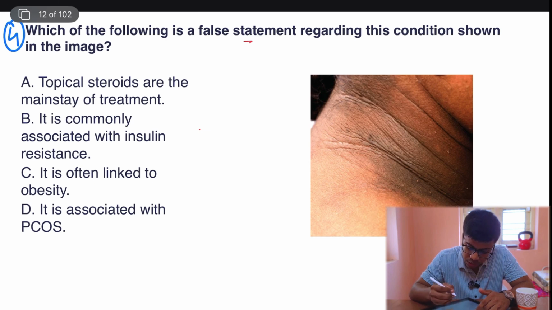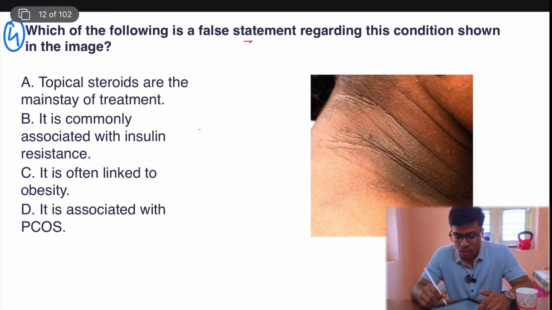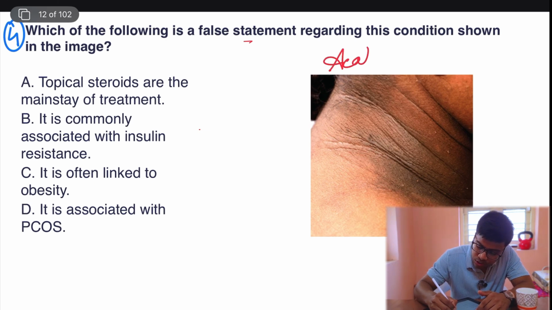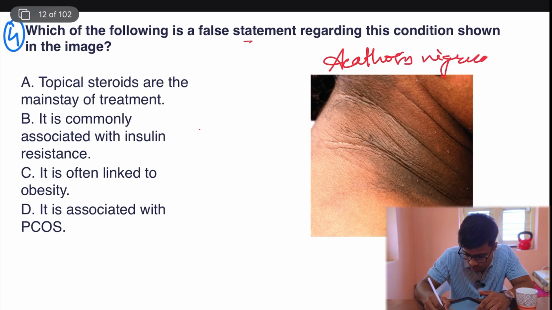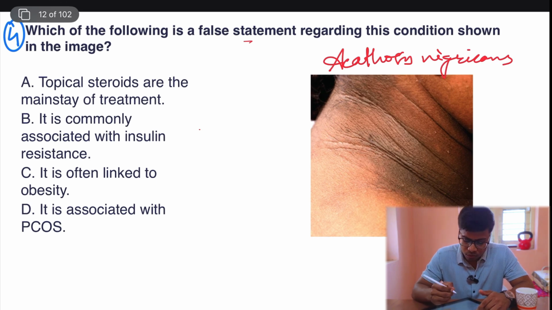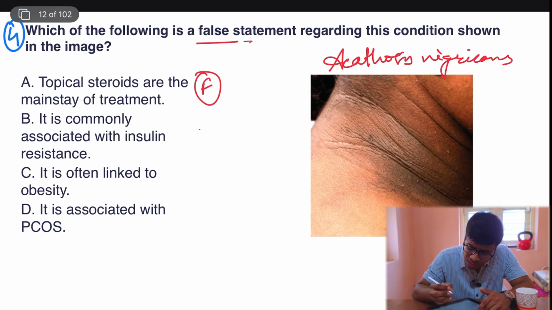This is the high-yield question again. Following statement false regarding this condition. Firstly, this condition is acanthosis nigricans. So in this case, this is a true or false statement. We have to say which is true, which is false. So they are asking regarding the false statement. Topical steroids are the mainstay of treatment in acanthosis nigricans. No, it is not. We'll discuss which is the treatment.